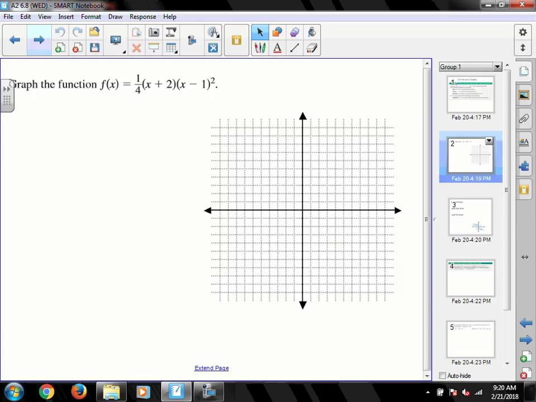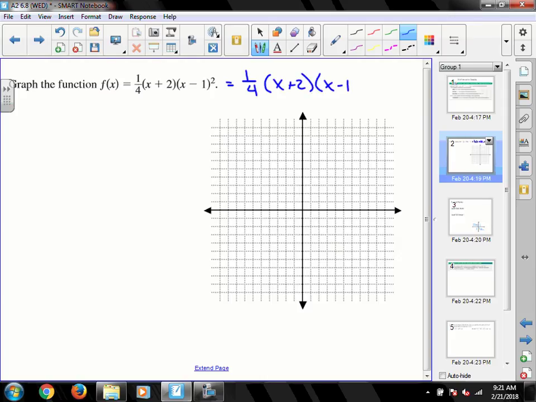So if we're going to graph the function f of x is equal to 1/4 times x plus 2 times x minus 1 squared, what we're really talking about, that squared, is 1/4 times x plus 2 times x minus 1 times x minus 1, meaning that we've got repeated roots. We talked about those last week.